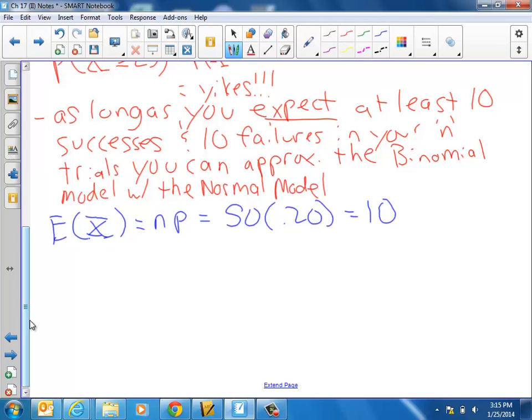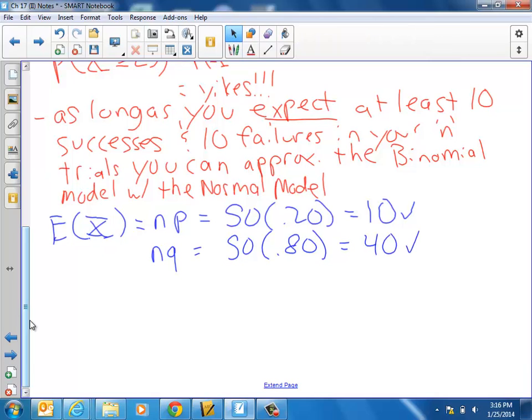So that condition is met. Hurrah! The second thing you have to check is n times q, the expected number of failures, also greater than or equal to 10. Well, obviously it is. It's got to be 40. But showing you the math, it's 50 times 0.80, which is 40. So that condition's also met.